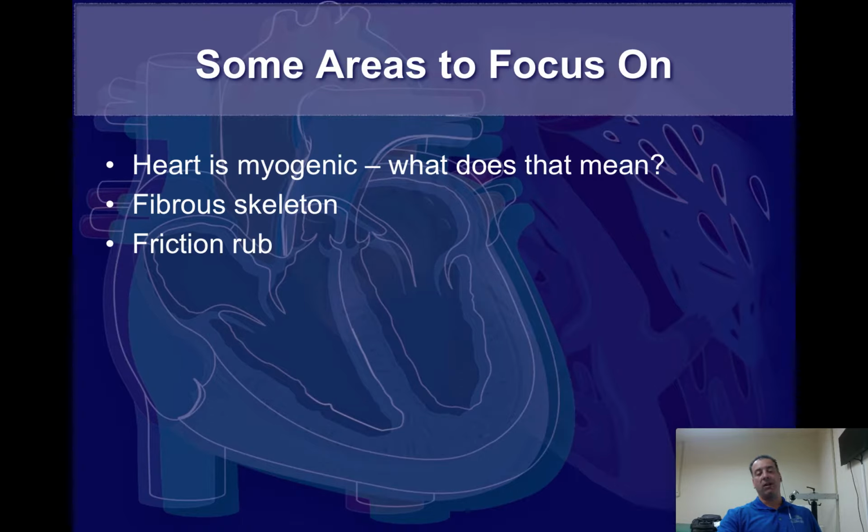Pericarditis, friction rub. What does that mean? What are some symptoms of pericarditis? Where is it located? Valves and all their sounds, and valve conditions, like mitral valve prolapse, like mitral valve stenosis. What is a prolapse versus stenosis?